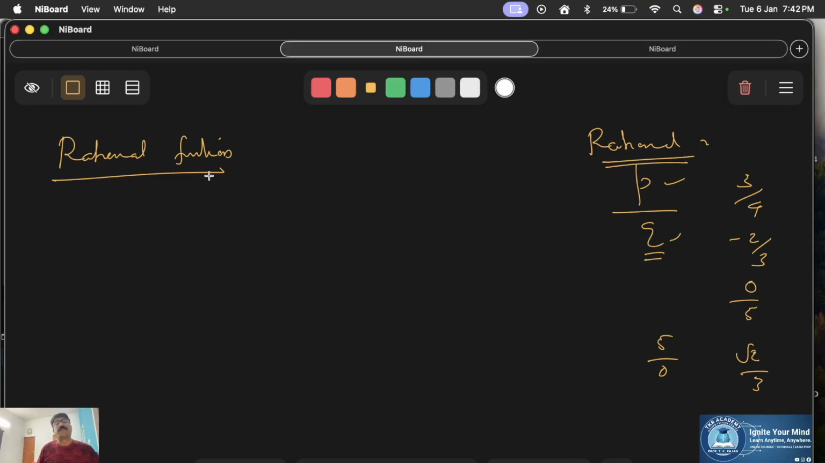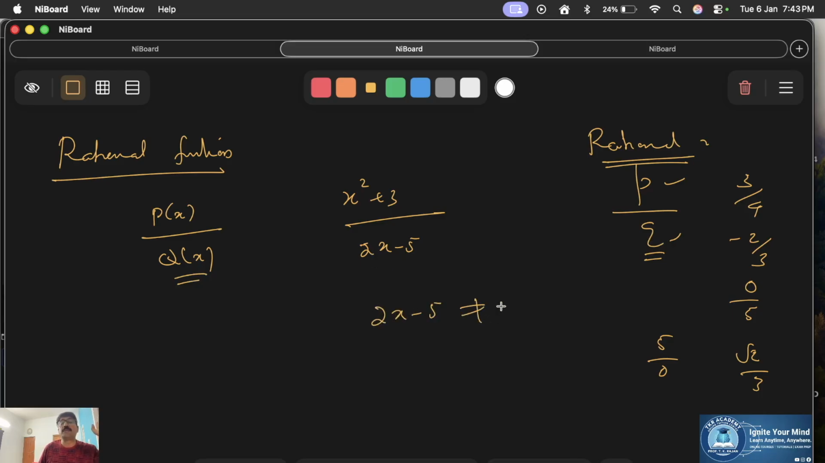And what about rational function? A similar expression. Suppose px and qx are any two polynomials. For example, x square plus 3 is a polynomial, 2x minus 5 is a polynomial. Then px divided by qx, that is x square plus 3 divided by 2x minus 5, such a function we call rational function, provided that qx is not equal to 0 for any x. That is, 2x minus 5 should not be equal to 0.